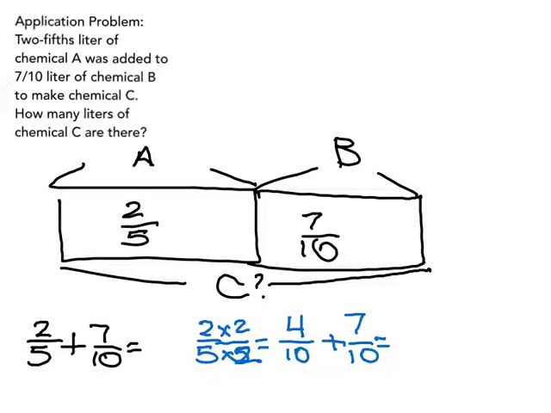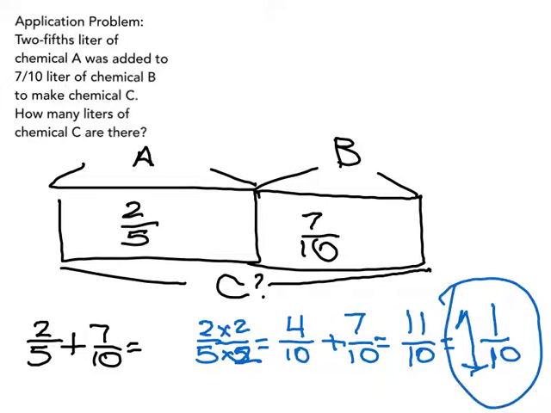We add that up, we'll end up with 11/10. Now we're not done yet, because if we look at 11/10, I know out of 11/10 I can pull 10 tenths out of there and end up with 1/10 left over. So we'll take 10 tenths out, and that equals 1 and 1/10. And that would be the total for our answer of chemical C.